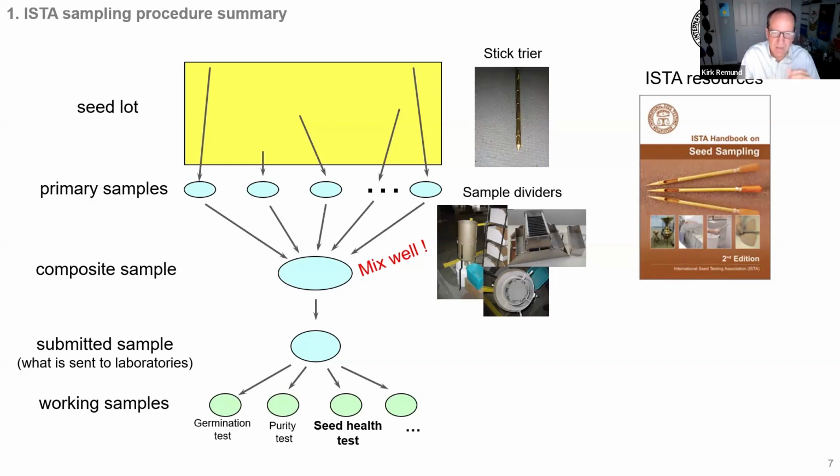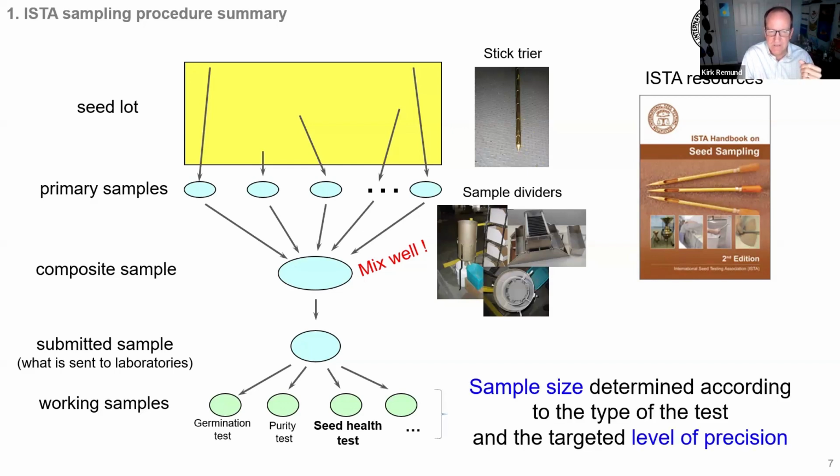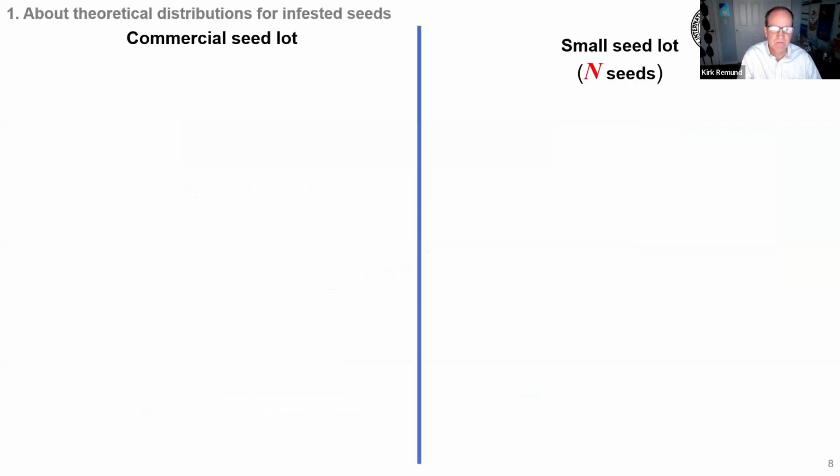Once we get this submitted sample, we break it down into working samples. So a working sample is physically the number of seeds you test for a given test within the assay. It could be germination, purity. Again, we're interested today in seed health. So we're trying to get that sample size so that we're able to test to a targeted level of precision.